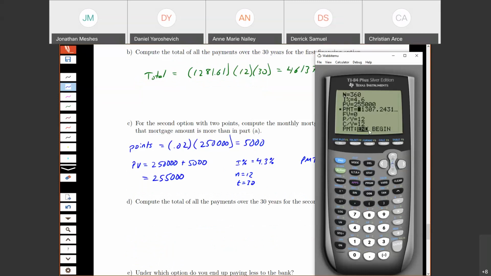Okay. So now my payments are, I forgot to change this. I said I changed it, and then I didn't change it. Okay. So now my payments are $1,261.92.